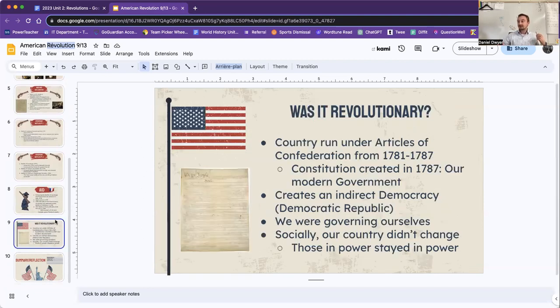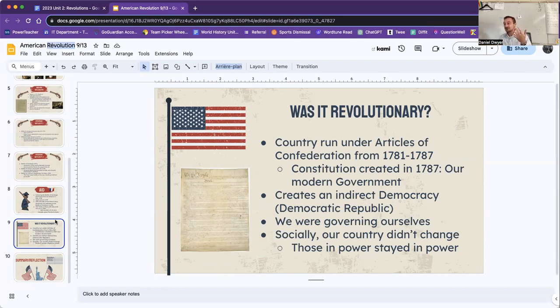So the last thing I want us to consider, since we're in the revolutions unit, was this actually that revolutionary? The country is going to be run under the Articles of Confederation from 1781 to 1787. That's kind of going to be a failure. It's not going to be a very efficient government. And so we are going to write the Constitution or adopt it in 1787, which is the base of our modern government.